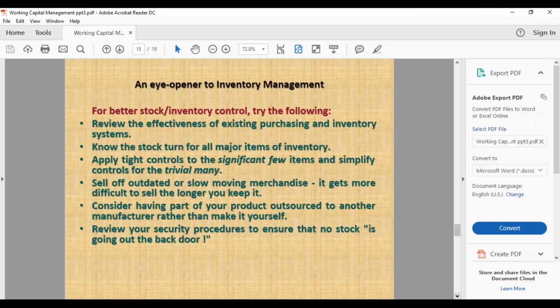Review security procedures to ensure no stock is going out the back door. So you have to make sure that things are not getting stolen, and sometimes there might be dishonest staff, or there might be theft. So you have to make sure that you have the right security measures in place.